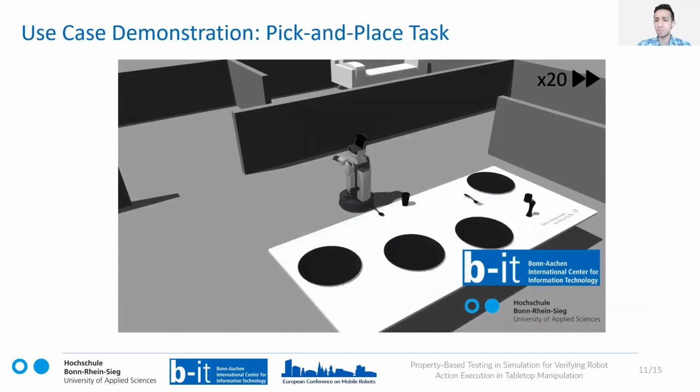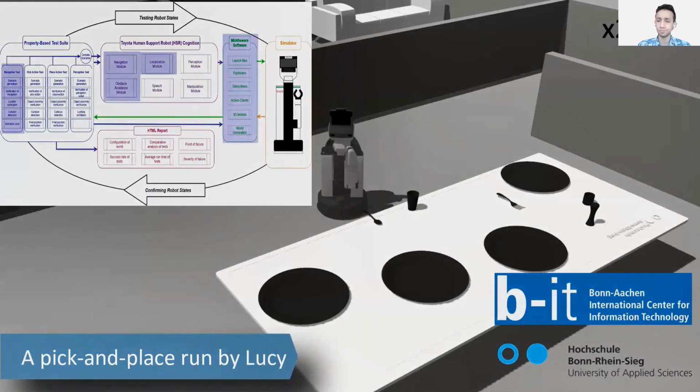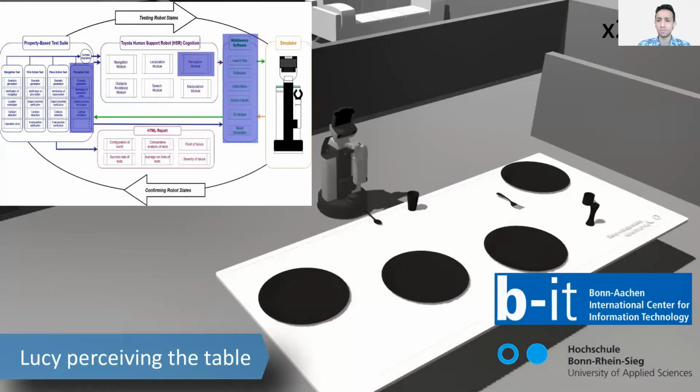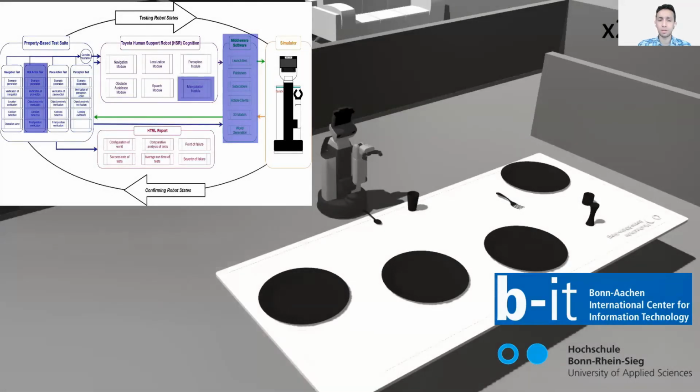We now present a single pick-and-place run, which is a combination of multiple actions, namely navigation, perception, object grasping, and object placement. On the top left, we see the detailed view of our proposed architecture. Currently, the robot has navigated towards the table, has perceived the table, and is now performing a pick action.